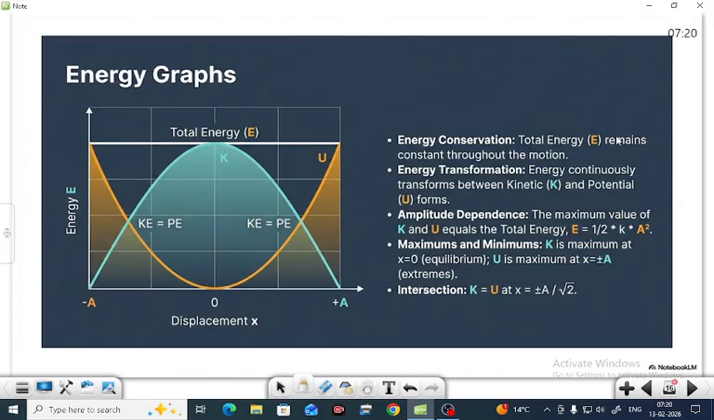Energy conservation: total energy remains constant throughout the motion. Energy transformation: energy continuously transforms between kinetic and potential forms. Amplitude dependence: the maximum value of kinetic and potential energy equals the total energy, half k A square. Maximum and minimum: K is maximum at x equals 0, the equilibrium, and U is maximum at x equals plus or minus A, the extreme position. Intersection: K is equal to U at x equals plus or minus A by root 2.